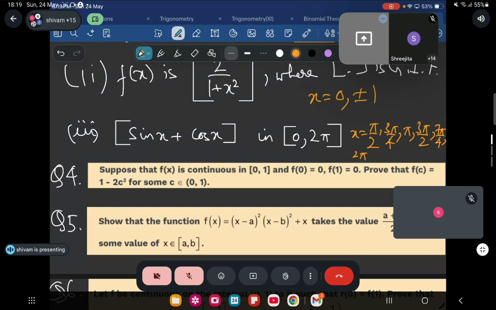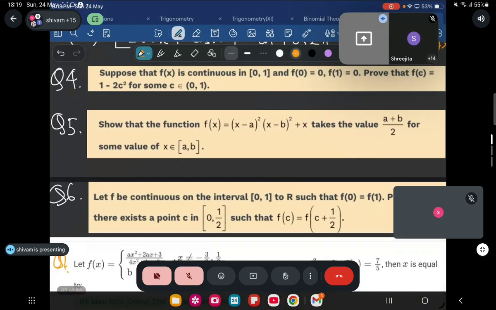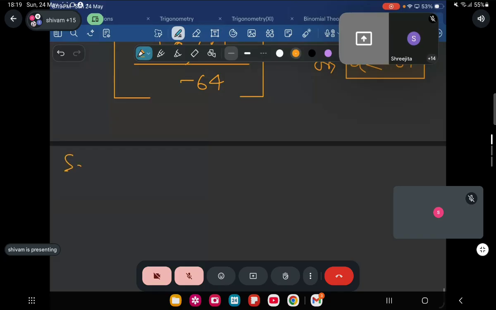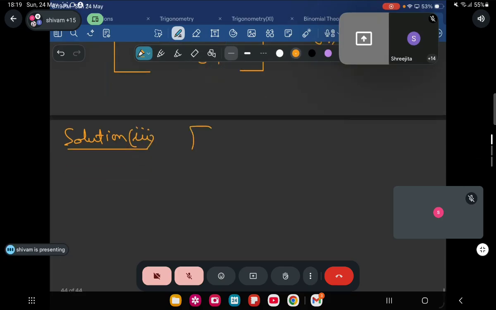So let us start. Box of sin x plus cos x. What is the range? Minus root 2 to root 2, right? Everyone knows. So what are the values it can give us? This is part 3, right? So what will box of sin x plus cos x give us? The range is minus root 2 to root 2.